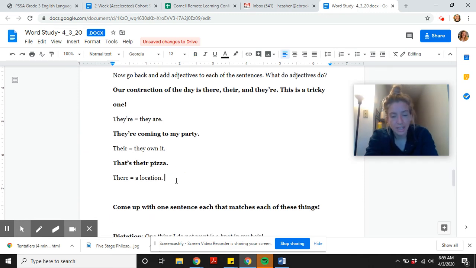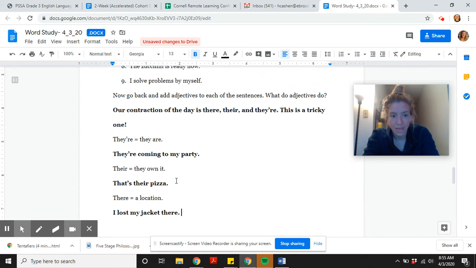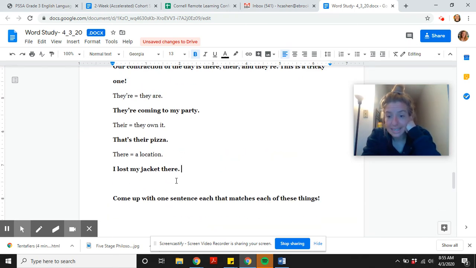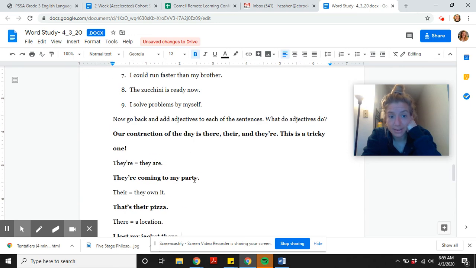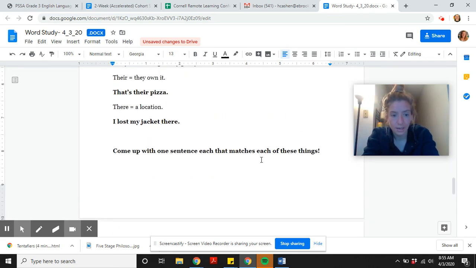Now, T-H-E-R-E is a location. I lost my jacket there. There, T-H-E-R-E, talks about a location. Okay, so your exit ticket today is going to be to come up with one sentence for each of the they're, their, and there, and to do this exit ticket, I'm going to have to put it right here. Don't peek for the dictation.